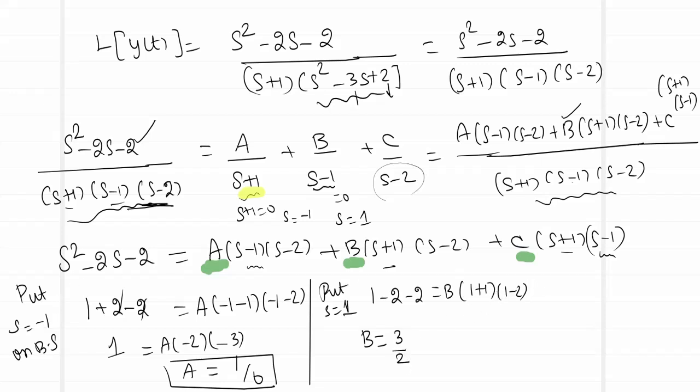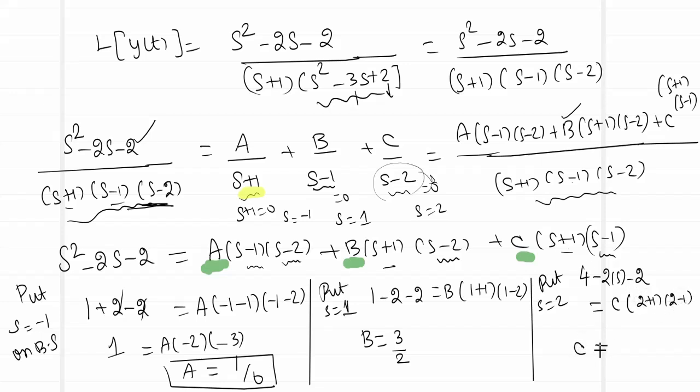Next, for the last quantity, what will be our substitution for estimating C? Equate the last factor to 0. S minus 2 is 0, so S will be 2. When I put S equal to 2 on both sides, this becomes 2 square, which is 4, minus 2 into 2 minus 2. This S minus 2 will become 0, leaving you with just C times, putting S as 2, so 2 plus 1 and 2 minus 1. Hence I get the value of C to be equal to minus 2 by 3.